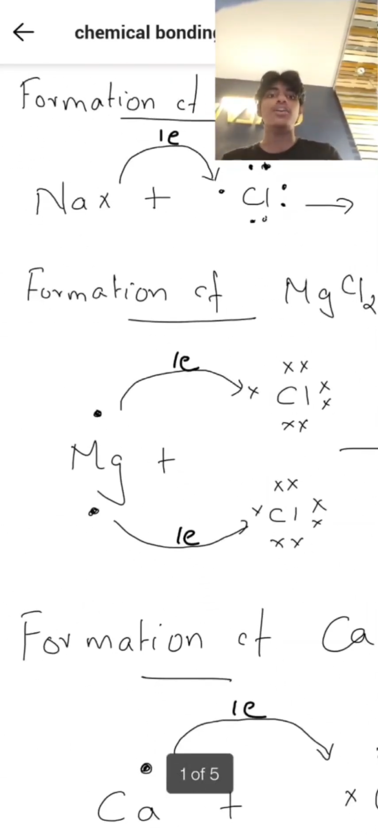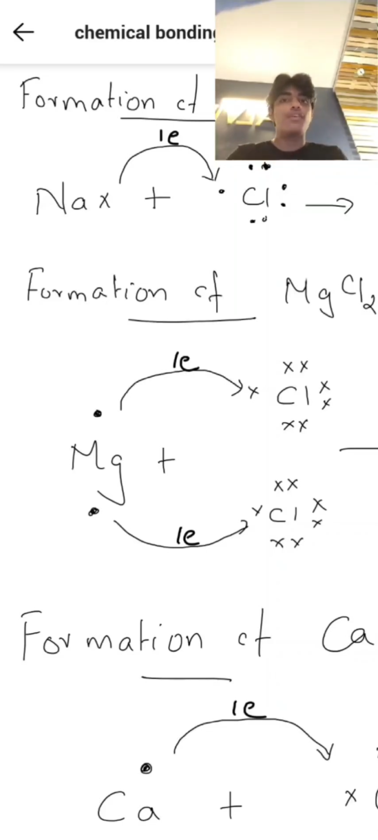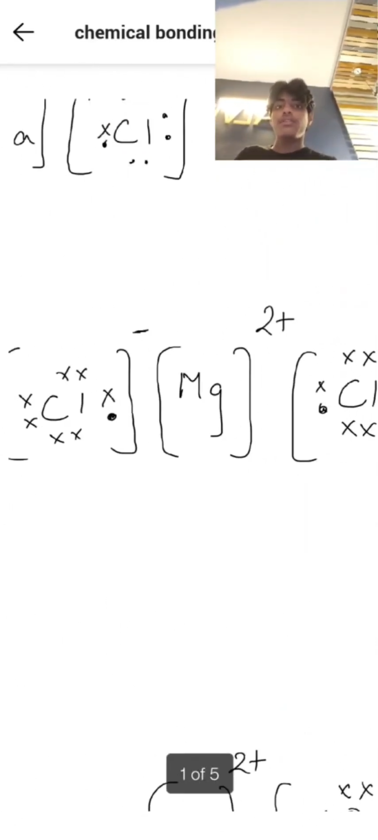Next, we have the formation of MgCl2. Magnesium is after sodium, right? Magnesium has 2 electrons in its outermost shell, and chlorine has 7 electrons in its outermost shell. So 1 electron of magnesium can go to one chlorine, whereas the other electron of magnesium can go to the other chlorine. As you can see here, 1 electron of magnesium is going to the first chlorine, whereas the other electron is going to the other chlorine. So this is basically how it is formed.